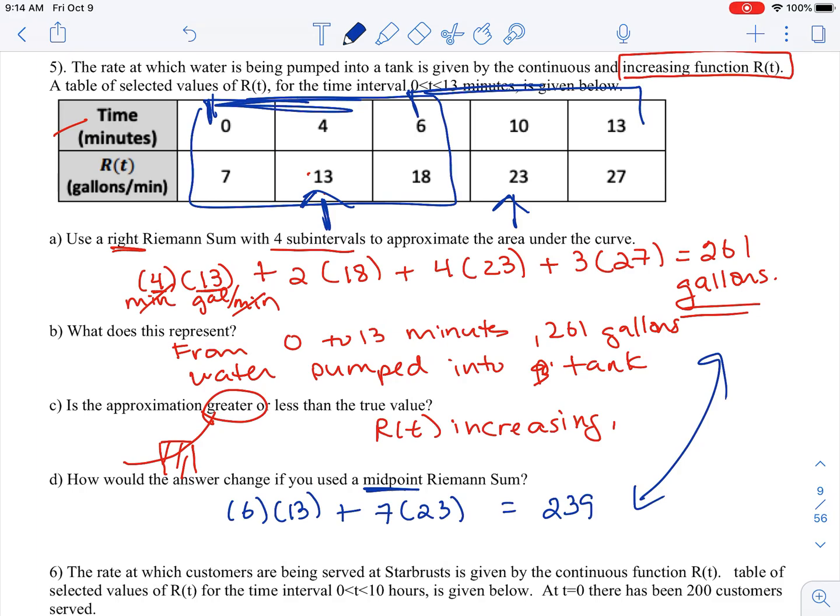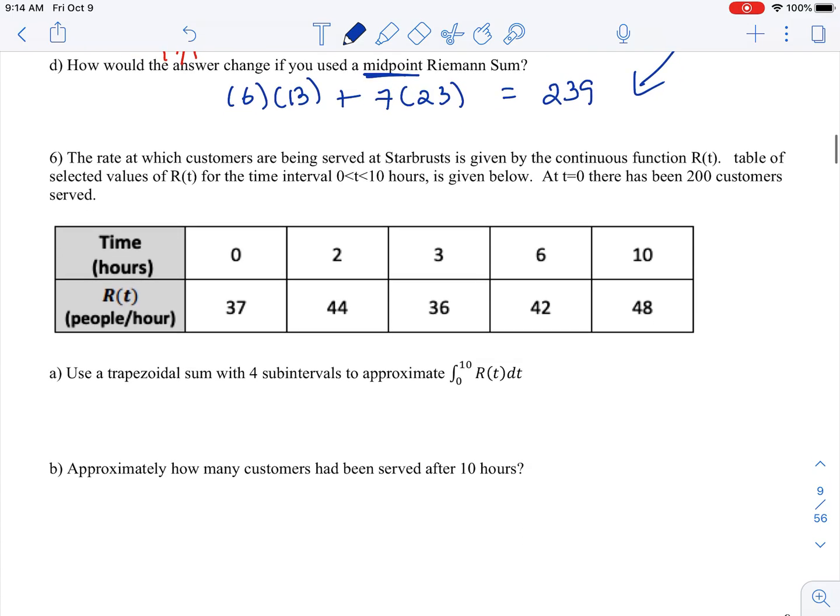Okay. Let's get one last problem. This is the rate at which customers are being served at Starburst. Again, it's a continuous function from 0 to 10 hours. At t equals 0, there were already 200 customers being served. So basically 200 customers have already been served, and right when it starts, there are 37 people per hour being served. That's that rate. Okay, so this time we're going to use a trapezoidal sum.